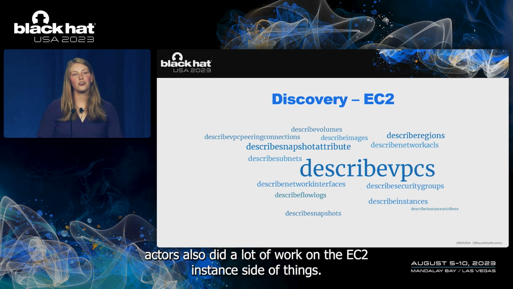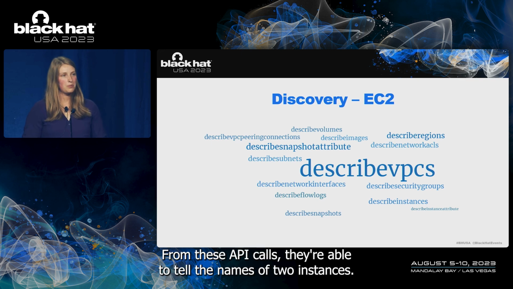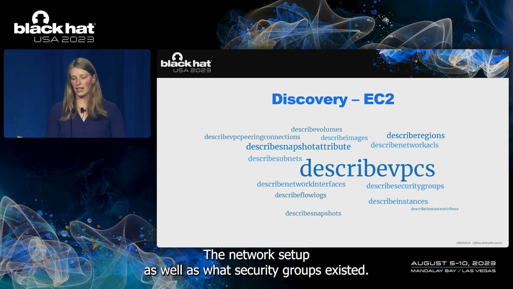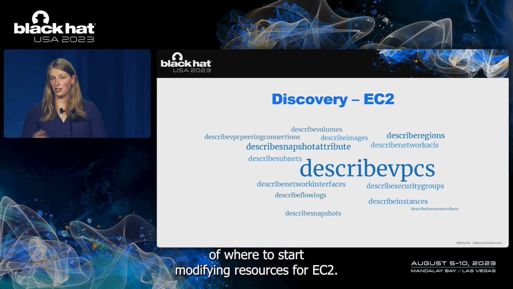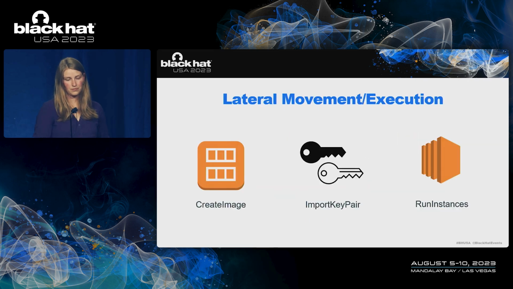The threat actors also did a lot of work on the EC2 instance side of things. From these API calls, they're able to tell the names of EC2 instances, the network setup, as well as what security groups existed. This gives the threat actors a good baseline understanding of where to start modifying resources for EC2.